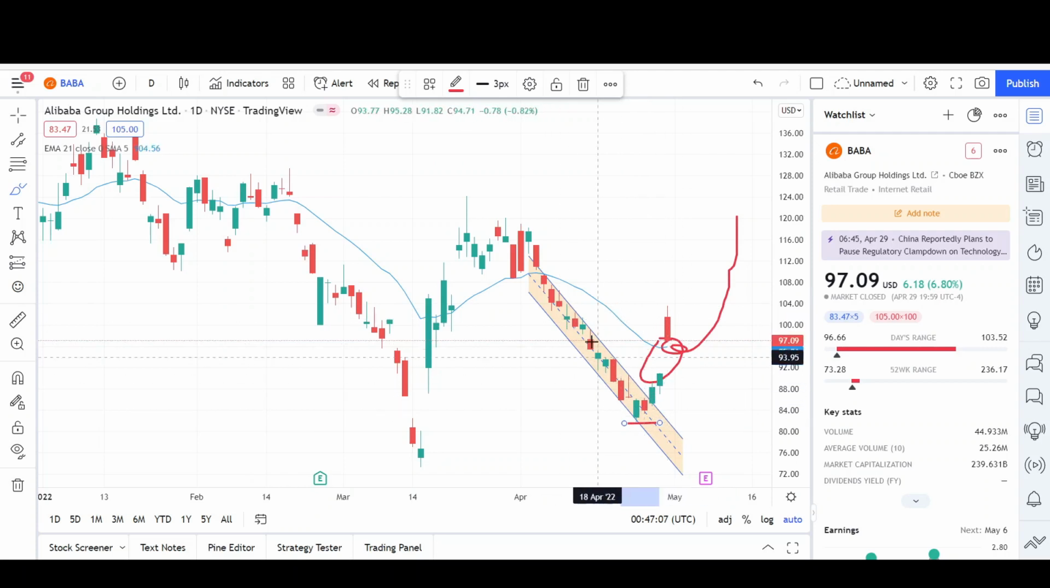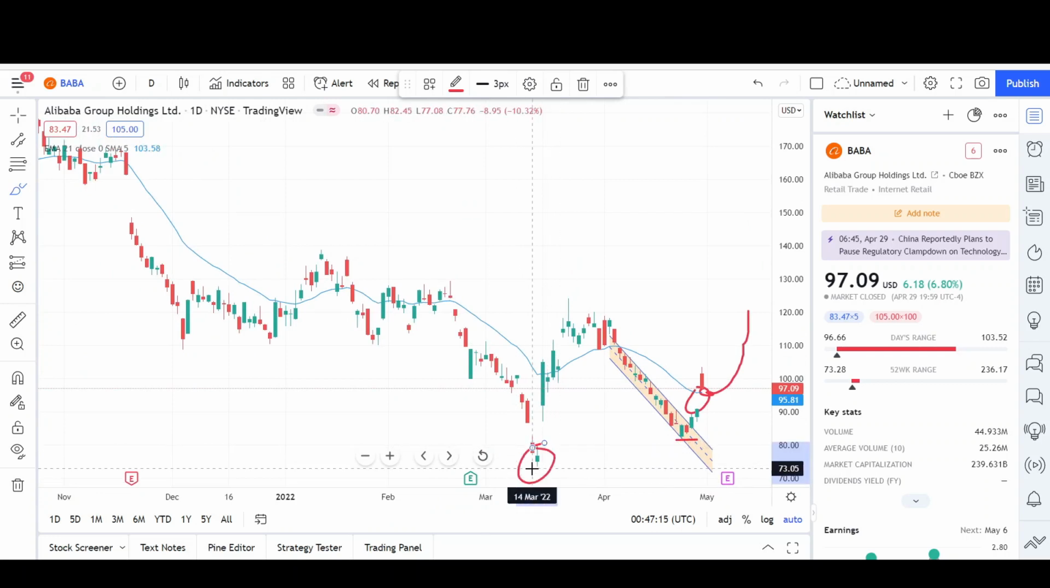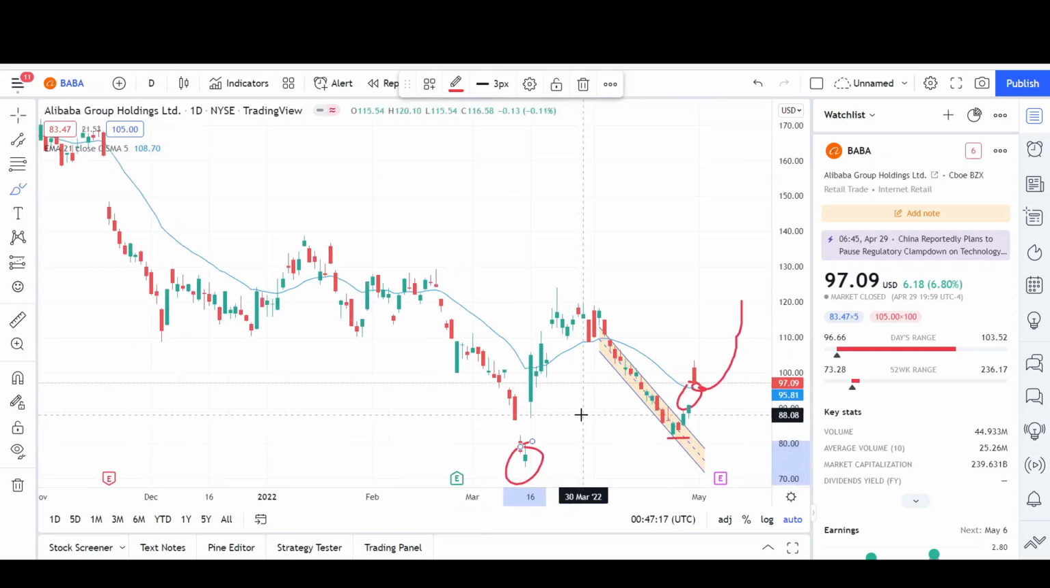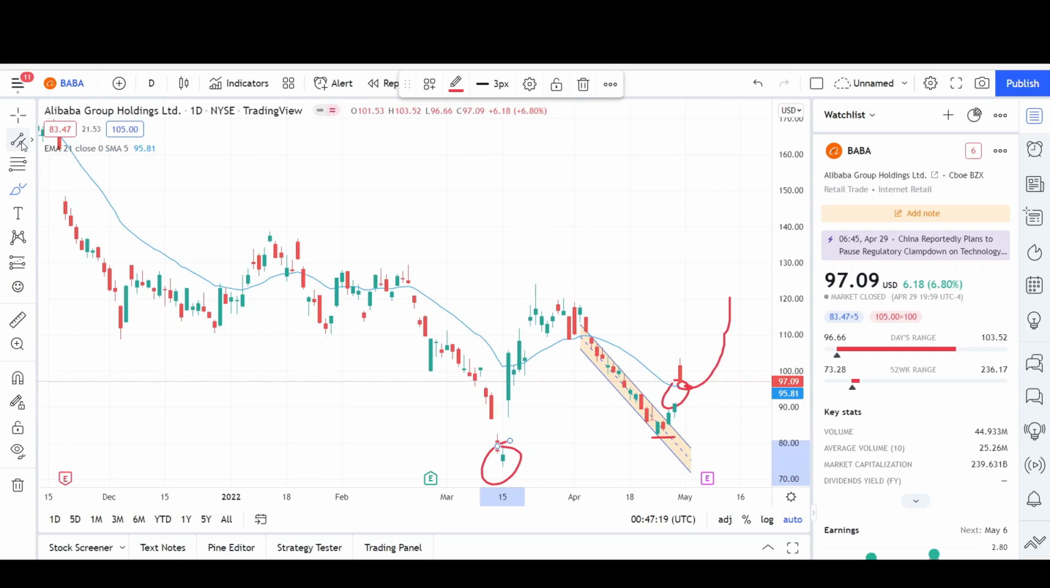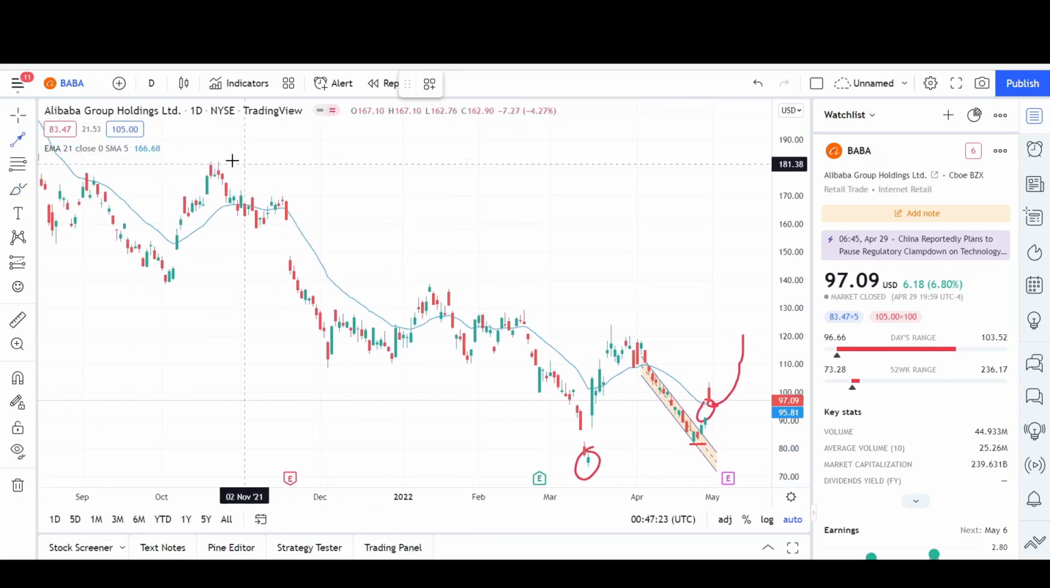Normally the first break of patterns fail, so I'm looking for a new low of this downtrend and possibly even a new low of this entire bear market, which is right around that $72 level. I do have lower targets in mind, and I'm going to be using a measured move to show you guys right now. So this was my first target right here.